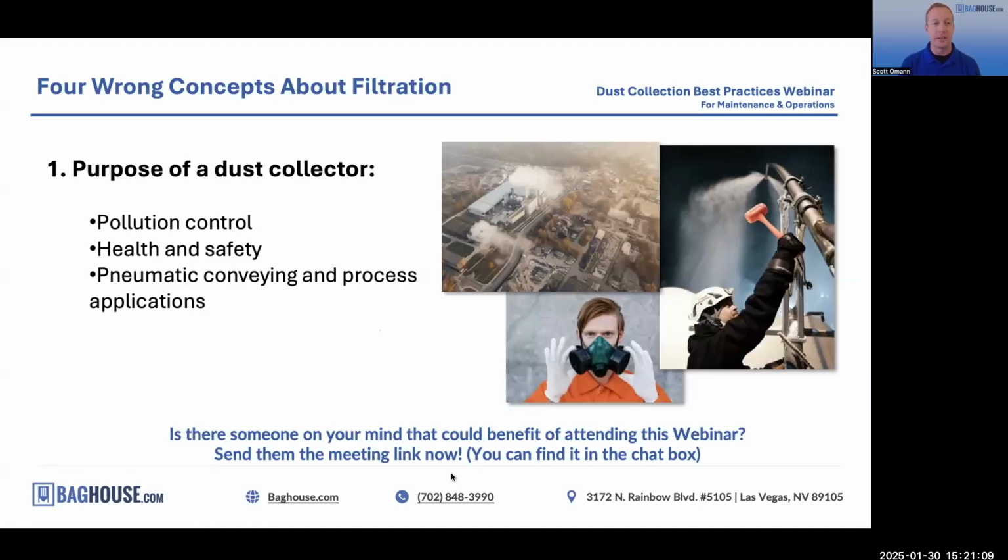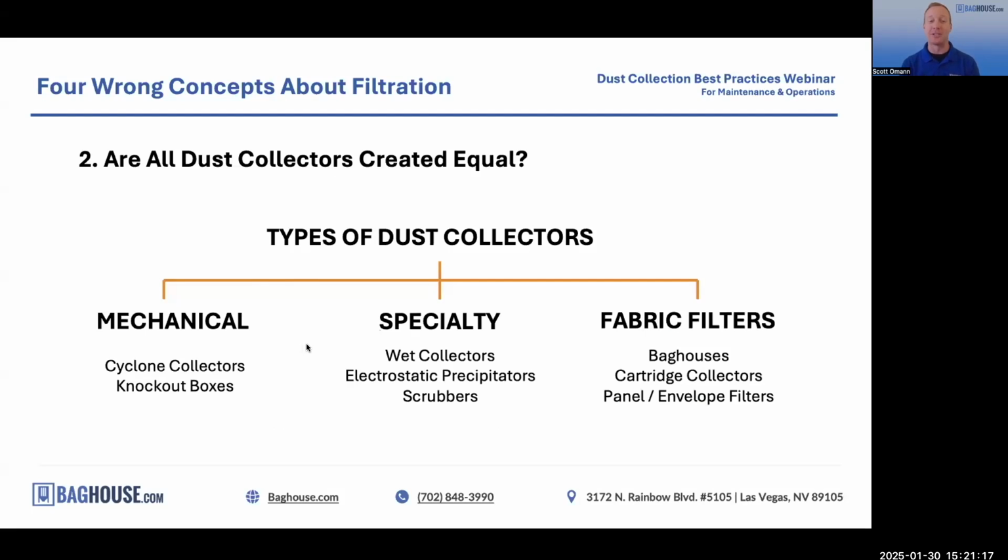So if we go to the next slide, are all dust collectors created equal? Can we have a baghouse used for a different type of application? What are the differences? Well, no. We have different baghouses or different collectors created for specific reasons. For example, we have our mechanical dust collectors, which would be something like a cyclone or a knockout box. It's essentially a dust collector, but just without the filters. Can we use a cyclone in replacement of a baghouse? Well, not really. We want to make sure that we understand that it's a type of dust collector, but it doesn't replace another type of collector, such as the pulse jet baghouse, for example.